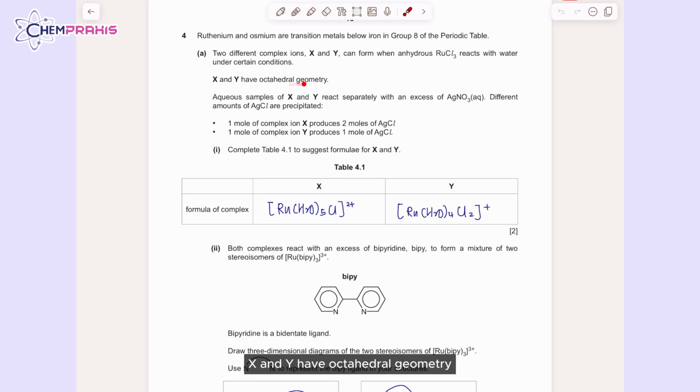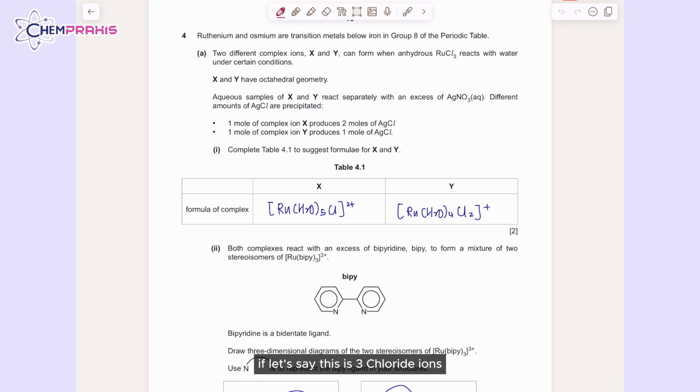X and Y have octahedral geometry. Aqueous samples of X and Y react separately with an excess of silver nitrate. Different amounts of AgCl are precipitated. 1 mole of complex ion X produces 2 moles of AgCl. 1 mole of complex ion Y produces 1 mole of AgCl. Complete table 4.1 to suggest the formula of X and Y.